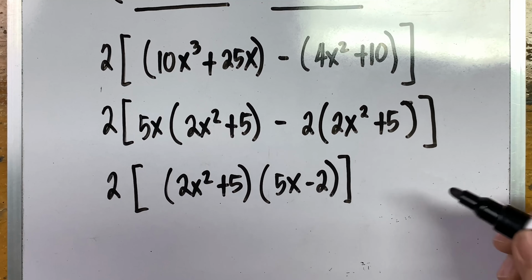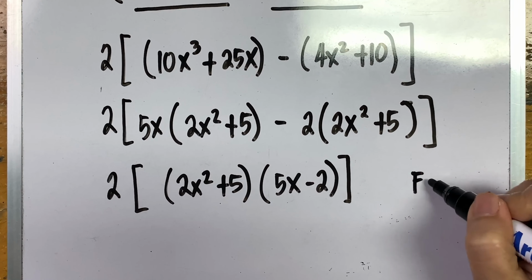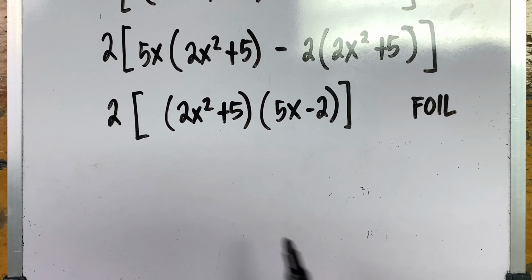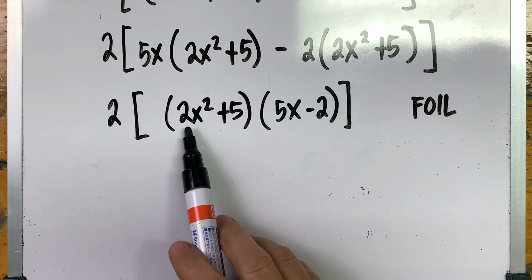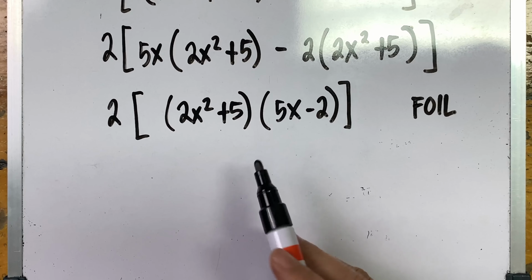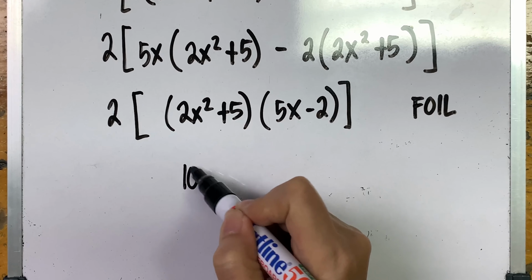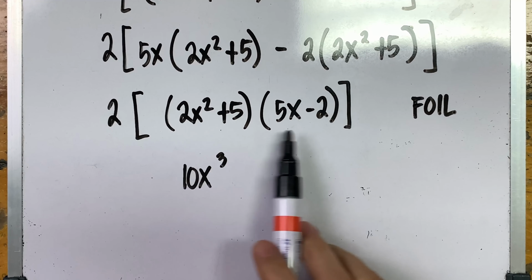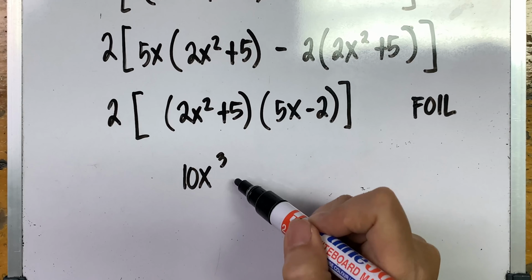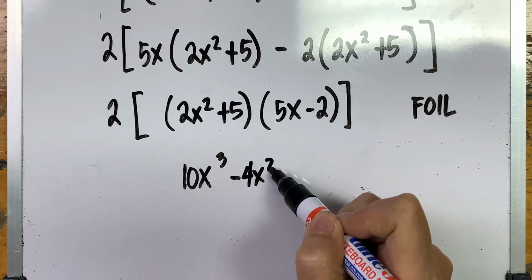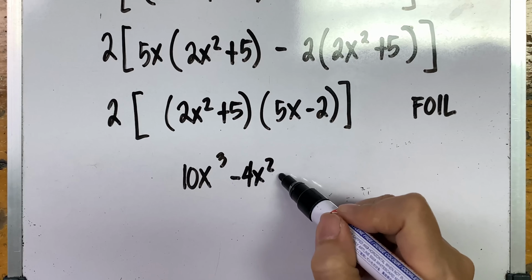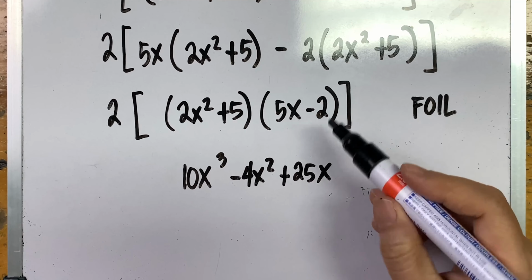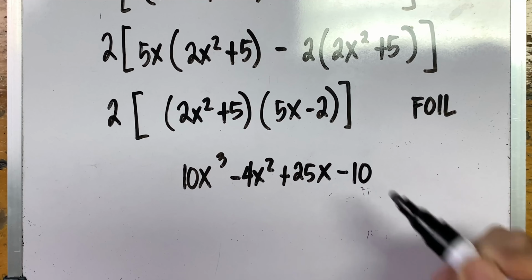Now, paano natin malalaman kung tama yung sagot natin? Again, gagamit tayo ng FOIL method. Okay, sa FOIL method, check natin kung tama yung sagot natin. So, 2x squared times 5x will give us 10x cubed. 2x squared times negative 2 will give us negative 4x squared. 5 times 5x will give us 25x. And then, 5 times negative 2 gives us negative 10.